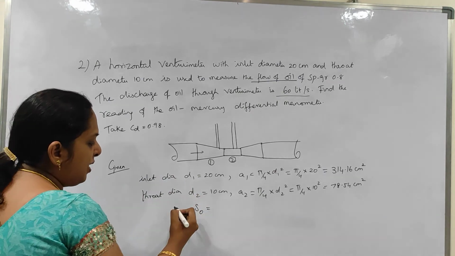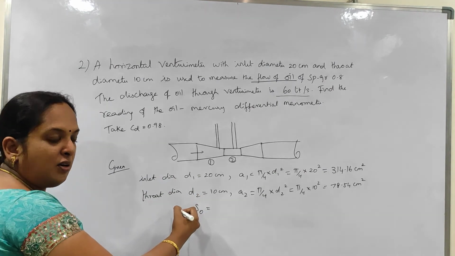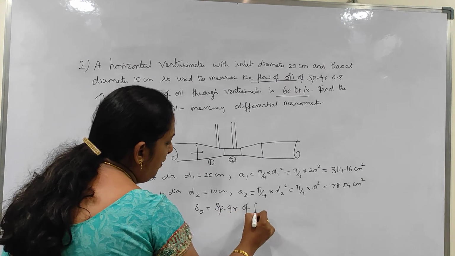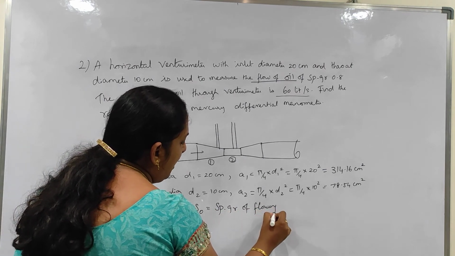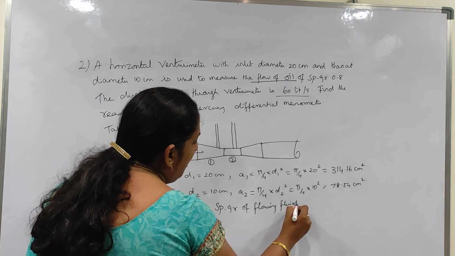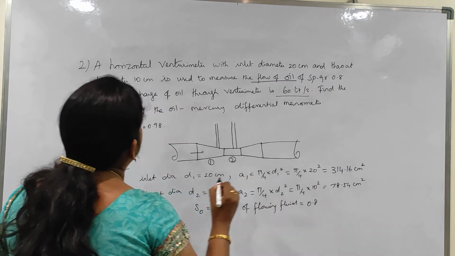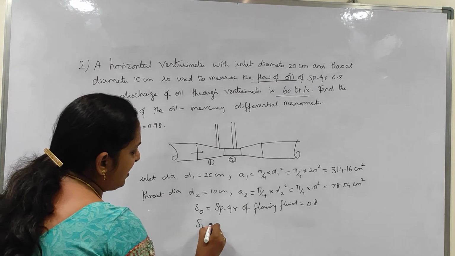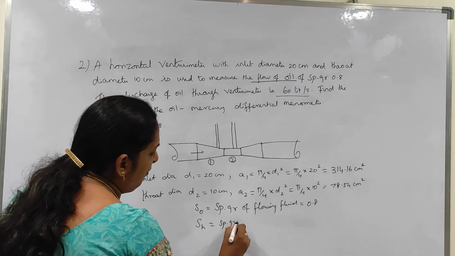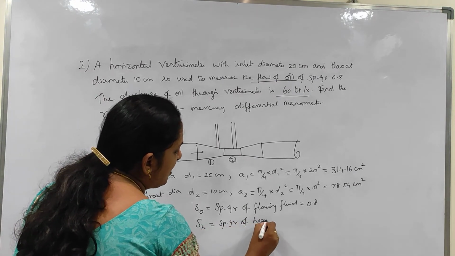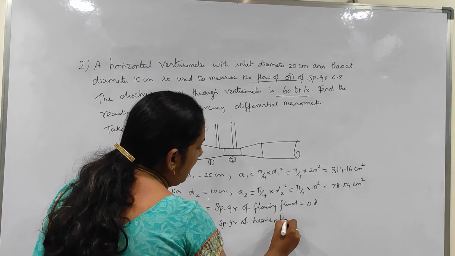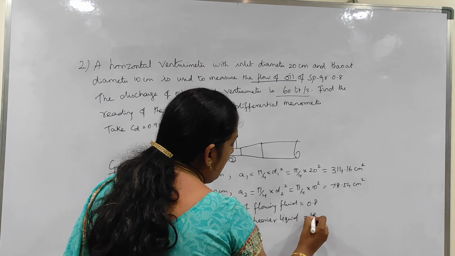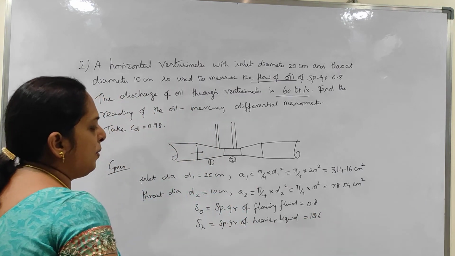Am I right? So S0 is what? The specific gravity of the flowing fluid, and that fluid here is oil, whose value is 0.8. Okay, and one more is the heavier liquid, SH, that is the specific gravity of your heavier liquid, which is mercury. They have given you that also: 13.6.